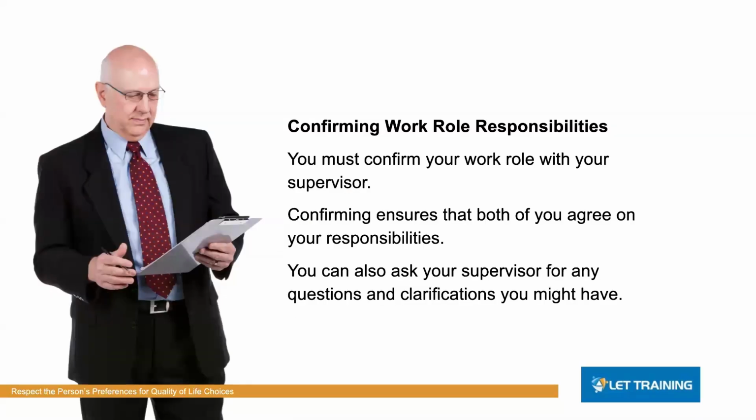Confirming work role responsibilities. You must confirm your work role with your supervisor. Confirming ensures that both of you agree on your responsibilities. You can also ask your supervisor any questions and clarifications that you might have. The process of understanding and confirming your job role is reading your job description, understanding your responsibilities, discussing your responsibilities with your supervisor, referring needs and issues outside of your job role to your supervisor.